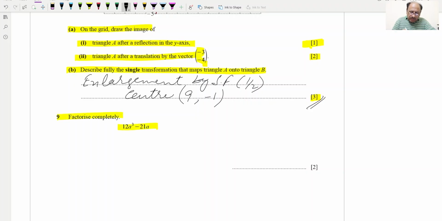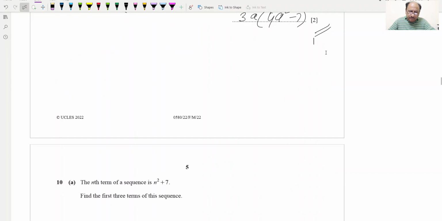Now question number 9, we have to factorize completely. We will have to take the maximum common factor. The maximum which we can take common is 3a. So inside will be 4a squared minus 7, and this will be 3. The answer will be 3a into 4a squared minus 7, and this is a 2 mark question which we have done.